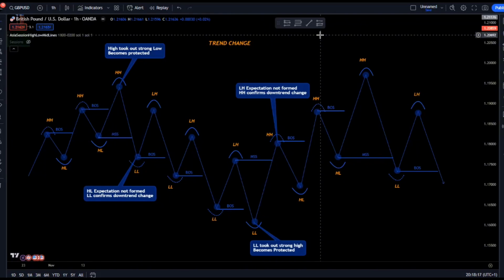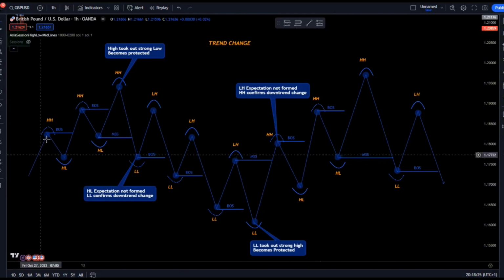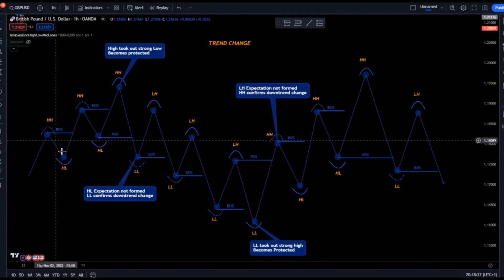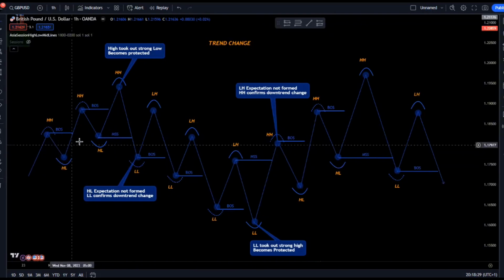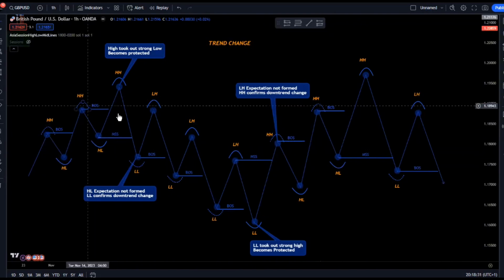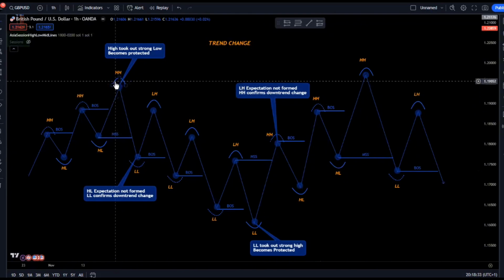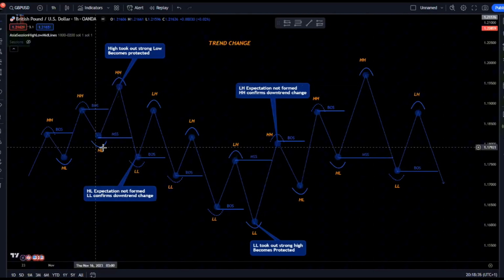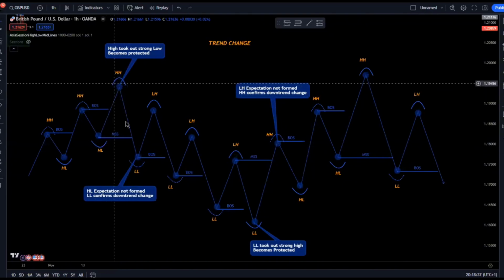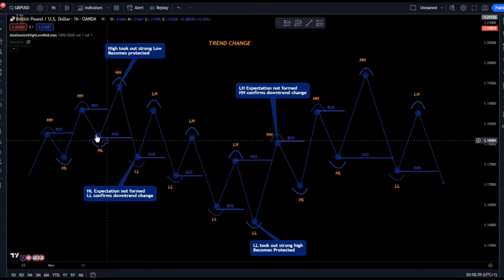Now, I want to explain this whole chart that we have on the screen. From the left-hand side, we are coming from an uptrend. Of course, in an uptrend, the swing lows are strong and the swing highs are weak. Now, look at this high. This high took out a strong low. This high pushed down price, and it broke a strong low.